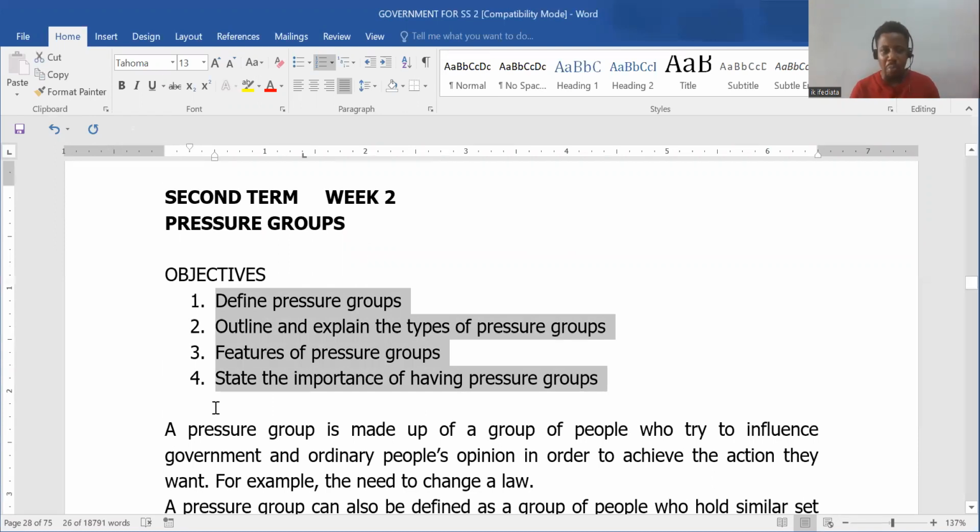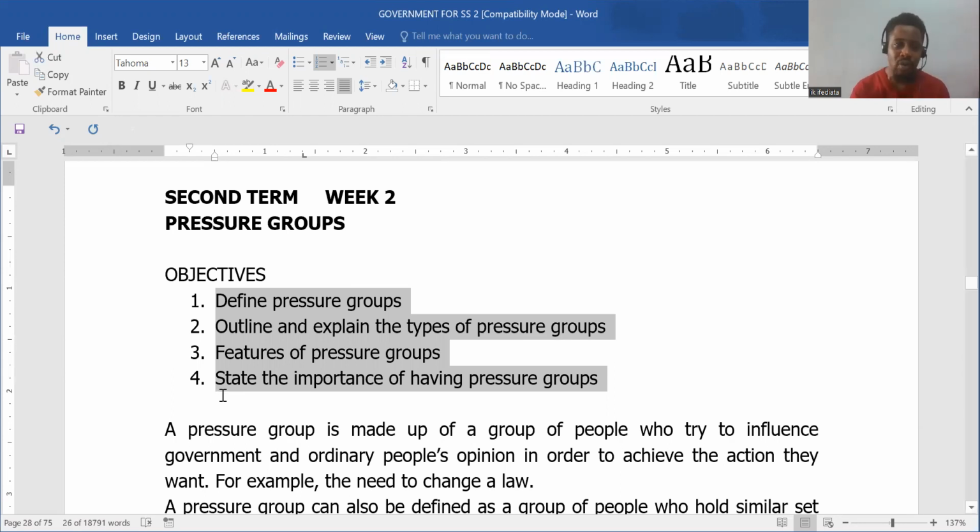Right? You know what it means to mount pressure on someone, pressurize someone till they agree to your deal. That's the idea of pressure groups. So the question is, who is pressuring who? What is the intention of mounting this pressure? What are they trying to achieve as they mount this pressure? That's why we call them pressure groups, right?